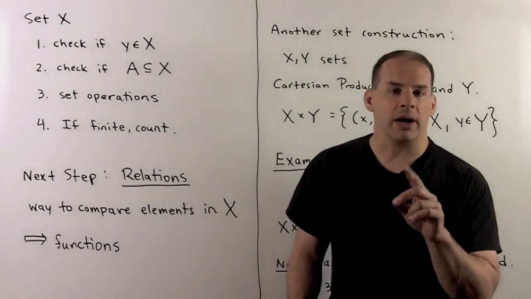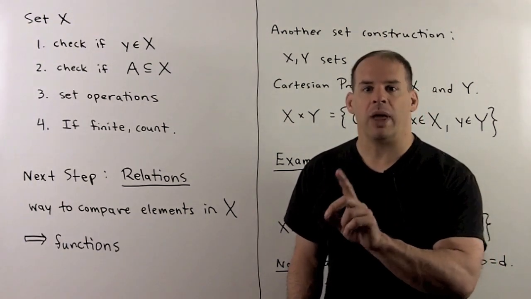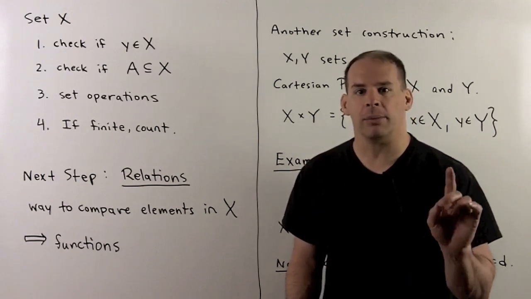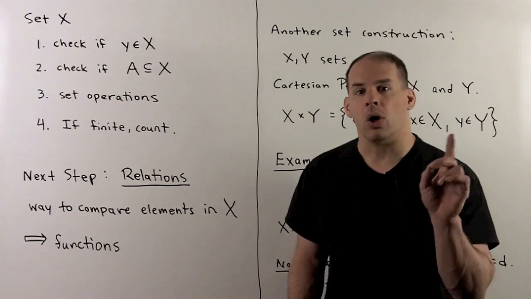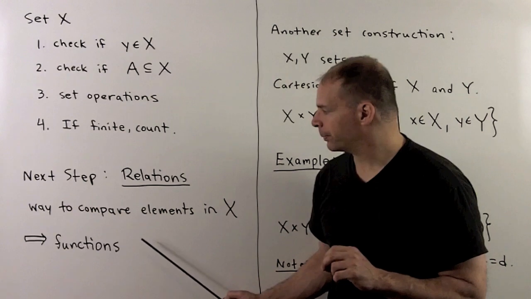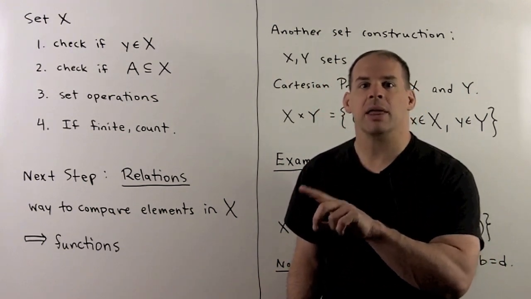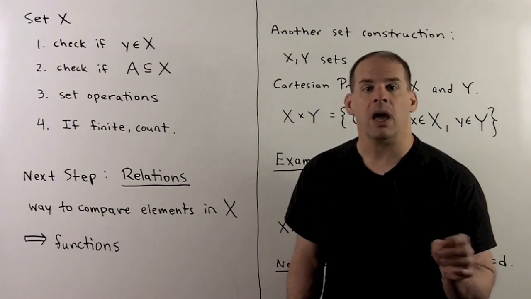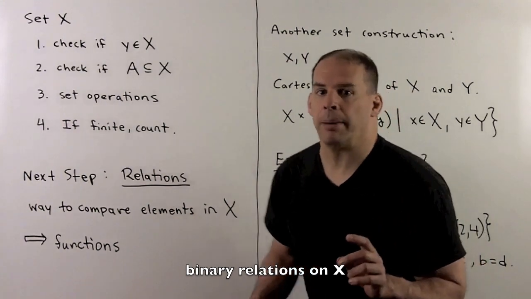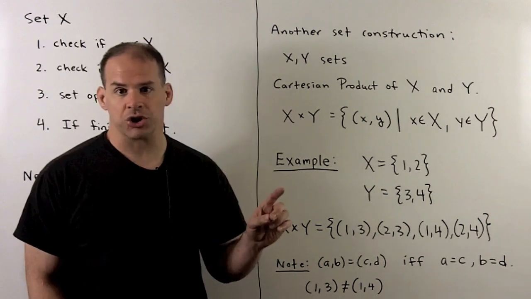Now, for our next step, we want to talk about relations. So the idea here is we'll have two sets, say X and Y, and we want to link elements of X to elements of Y. Ultimately, this is going to lead to the familiar territory of functions. For here, I'm just going to assume that I'm linking elements from the set X back to the set X itself. And we'll call these relations binary relations. Now, before we get to that, we're going to need another set construction.